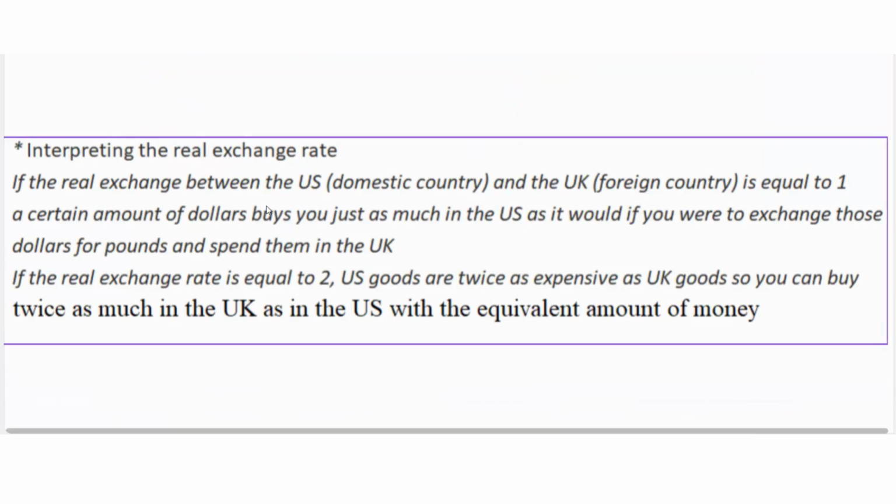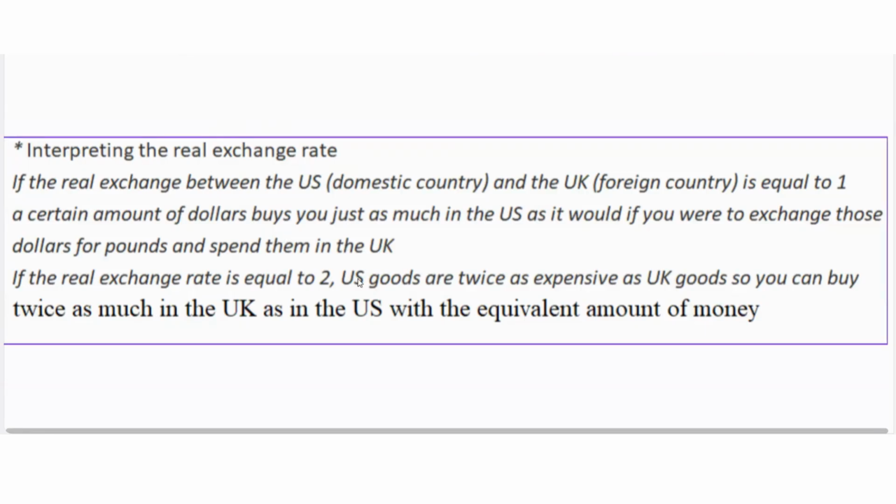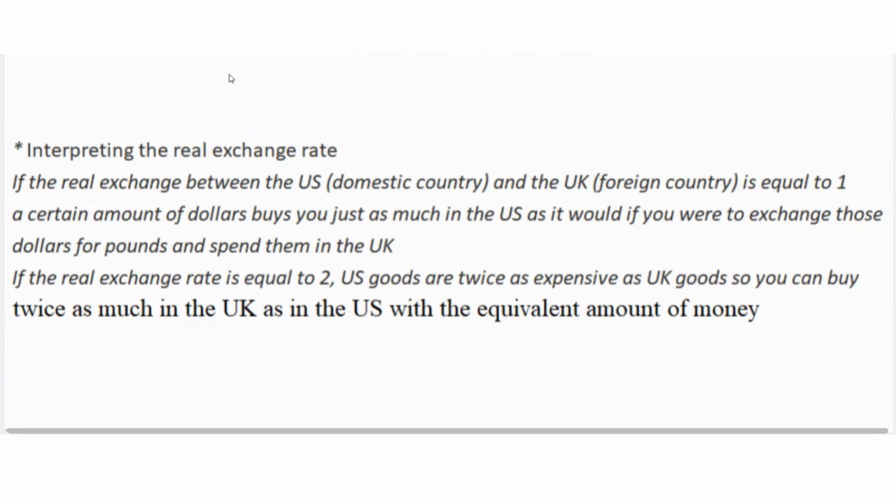But what if the real exchange rate between the US and UK was equal to 2? That would mean that the real exchange rate, which is defined as the price of domestic goods relative to foreign goods, is telling us that US goods are twice as expensive as UK goods. So you can buy twice as much in the UK as in the US with the equivalent amount of money. Remember, the way we define the real exchange rate is the price of domestic relative to foreign goods.